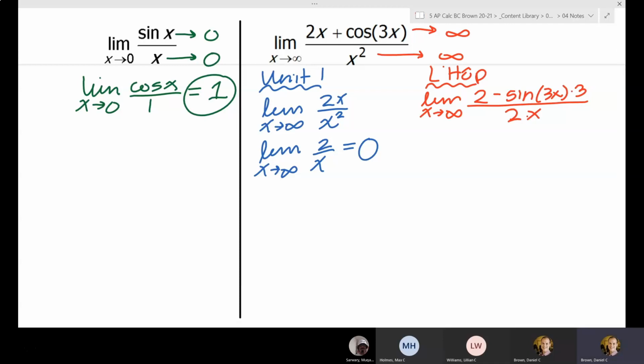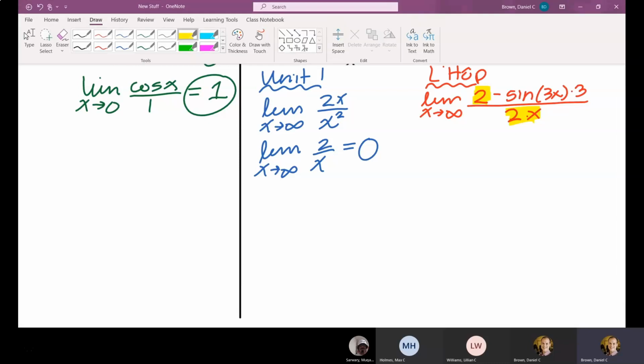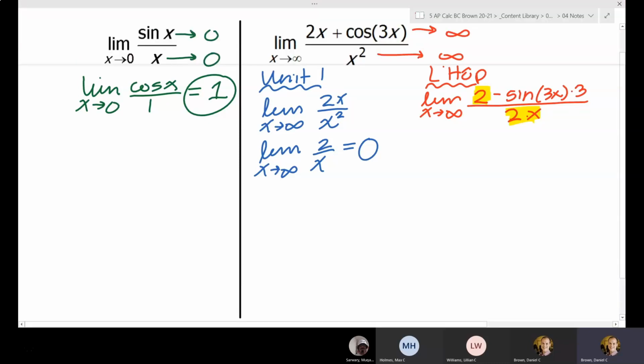So if I'm looking at this one, towards infinity we have 2 over 2x, because 3 times the sine is going to be stuck between -3 and 3. Either way, the denominator is still the x, so this limit is going to go towards 0. Same answer, kind of 2 different approaches. Obviously for this one, unit 1 stuff works best.